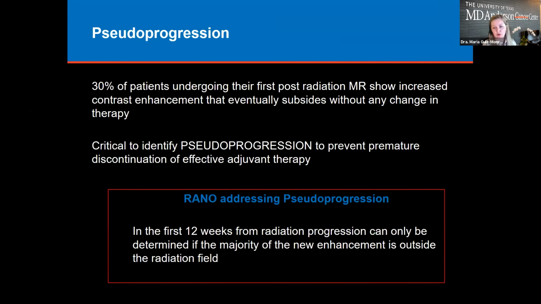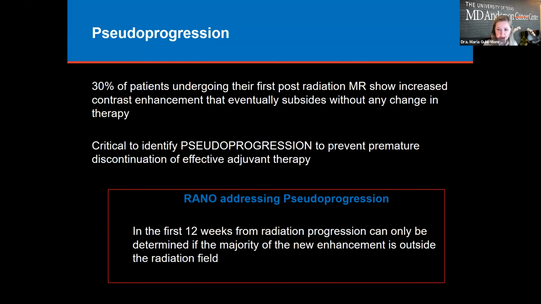So what is pseudoprogression? It's a subacute radiation-related phenomenon that happens within about 3 to 4 months after completing radiotherapy, as a result of a transient increase in permeability of tumor vasculature, resulting in increased enhancement within the radiation field that resolves spontaneously. It is increased in MGMT methylated patients by a factor of about 2.